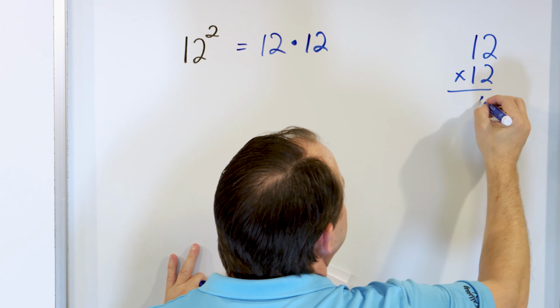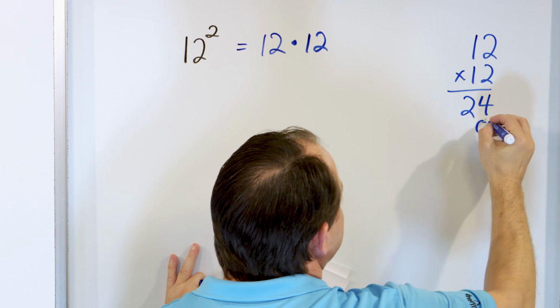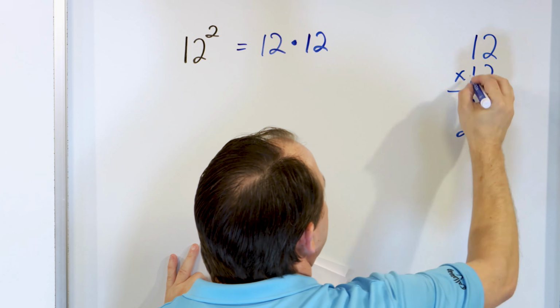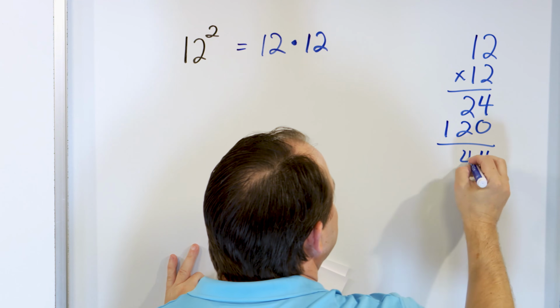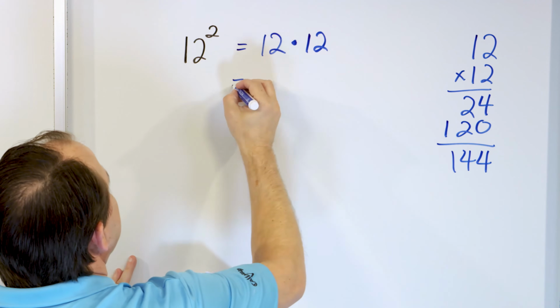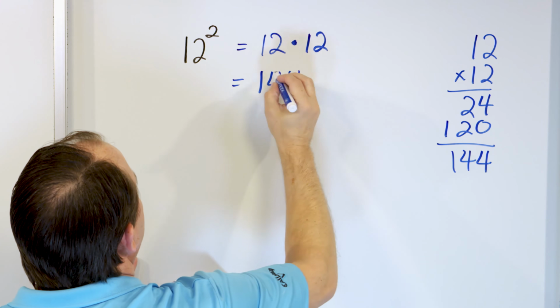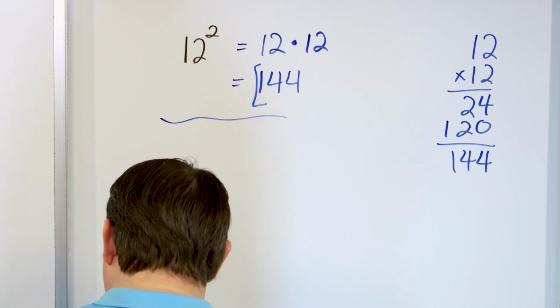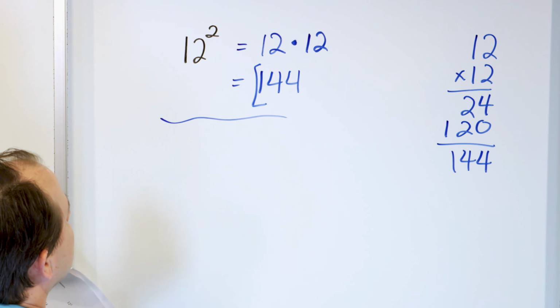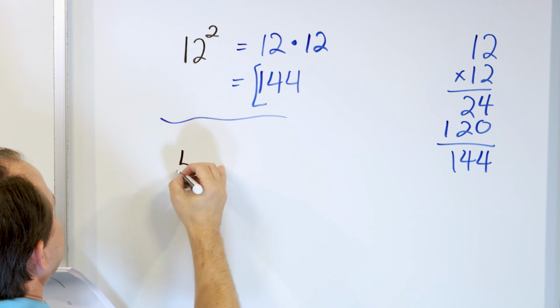2 times 2 is 4, 2 times 1 is 2, drop a 0. 1 times 2 is 2, 1 times 1 is 1, and you add 4 and 4 and 1. And the answer is 144. So 12 squared is 144. That's the final answer.